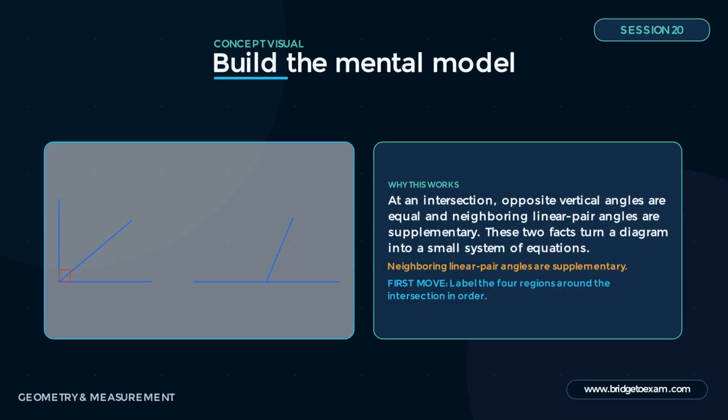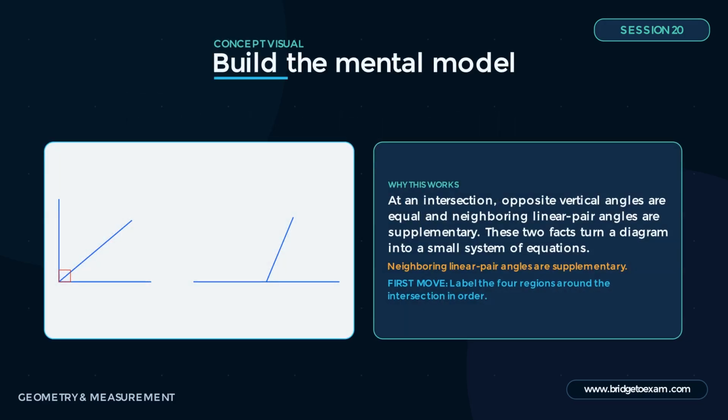Start with the concept visual. The neighboring linear pair angles are supplementary. The intersecting line rules support more complex line diagrams. Read every label as evidence about what is known, what is unknown, and which measurements actually belong in the model.